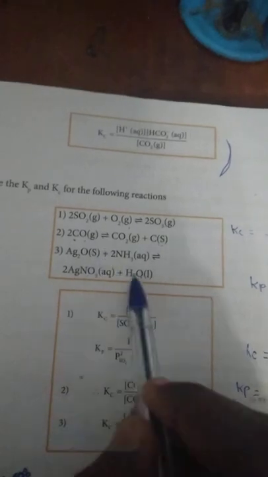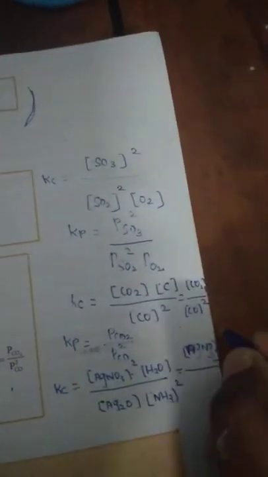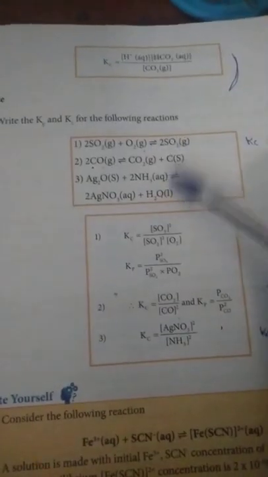Here the water molecule, a liquid, remains constant. And here see this Ag2O, a solid. So both solid and liquid remain constant. So can you tell the answer? Concentration of AgNO3 power 2 divided by concentration of NH3 power 2. In the same way, how can we write Kp? Kp is equal to pressure of AgNO3 power 2 divided by pressure of NH3 power 2. Understand? So this is Kp and Kc for some examples.